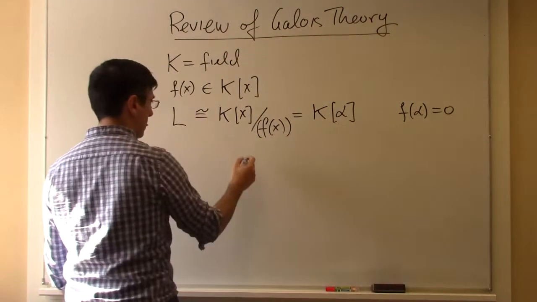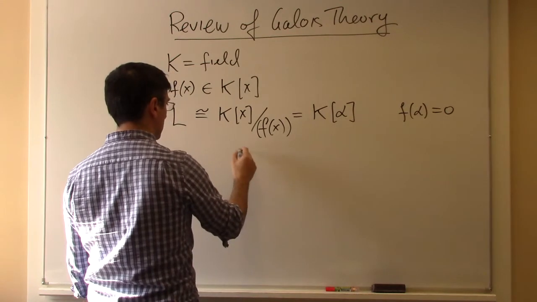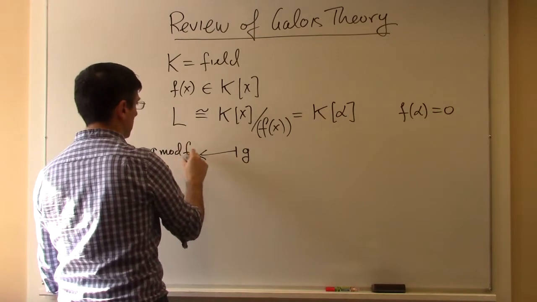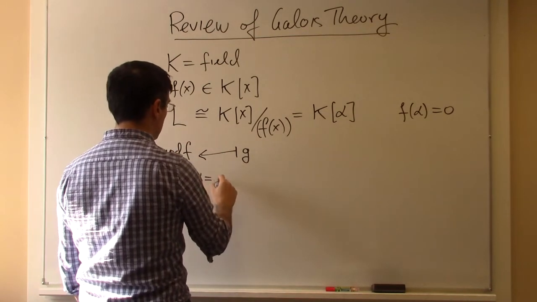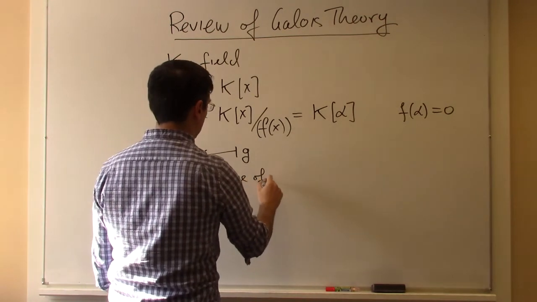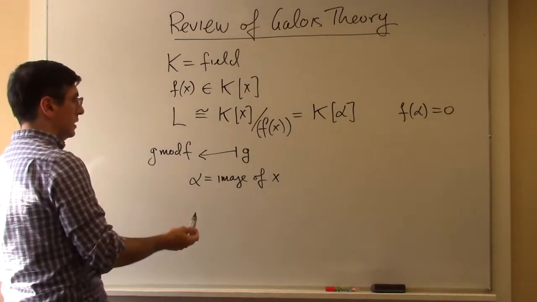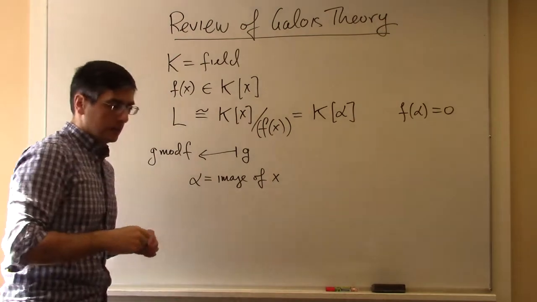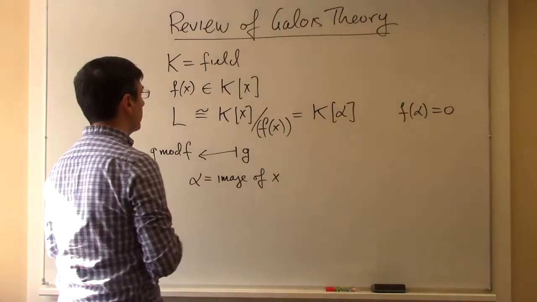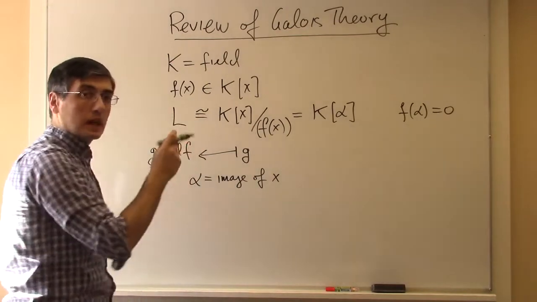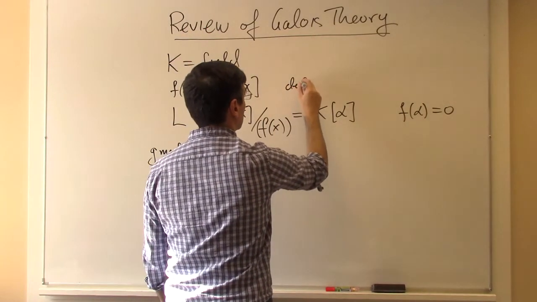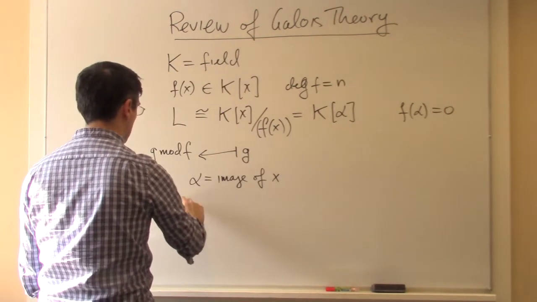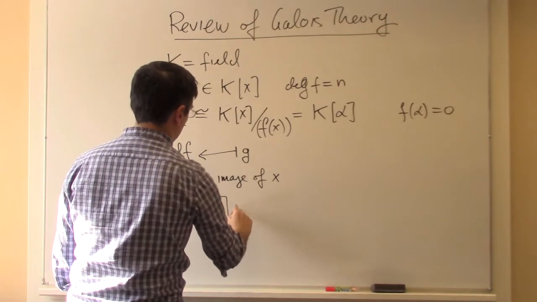So the map here, you compute g goes to g mod f, and then alpha is the image of x. So then you're essentially computing f mod f, and you get 0. So that's a root. If the degree of f is n, then this extension L/K will have degree n.